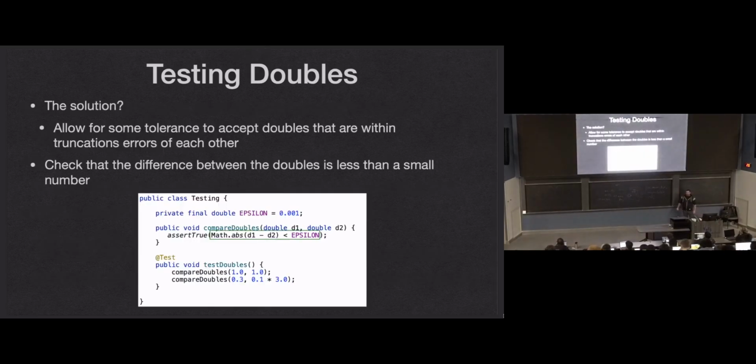So we have a solution to this. Whenever we compare two doubles for equality, we're going to allow some tolerance. We're going to say as long as these two doubles are within some small value of each other, we're going to call it good enough. We're going to say those doubles are equal. So we're going to do that by taking the difference of the values, take the absolute value of that to get the magnitude of the difference, and make sure that's less than some small value that we define.